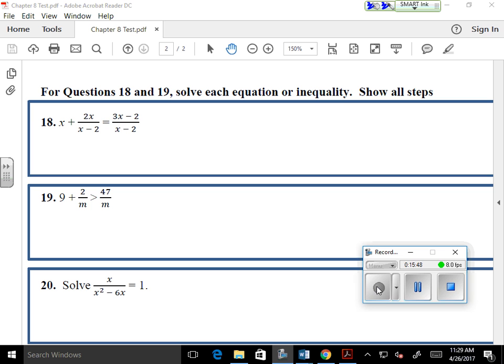For number 18, we're going to subtract 2x over x minus 2 from both sides. We can do that because we have a common denominator here. And we would be left with, those cancel, we still have x over on the left. And we get 3x minus 2x, which is just 1x, minus 2 over x minus 2, which is equal to 1.